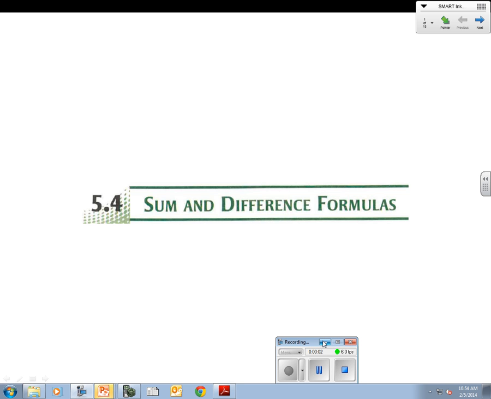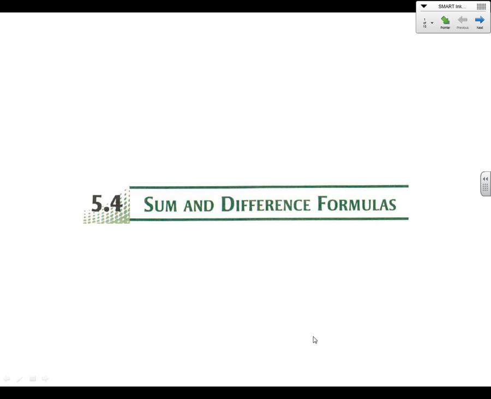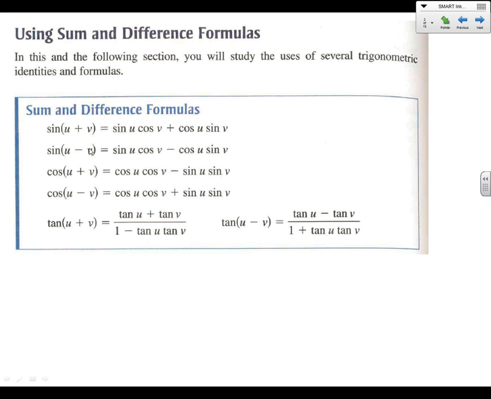All right, let's get started with 5.4. So in 5.4, we're going to add a couple of formulas to our identities sheet. If you have that, you're going to want to pull those out of your notes and add on the following formulas. We want to have formulas for when we add or subtract different angles and then find the sine, cosine, or tangent of them.